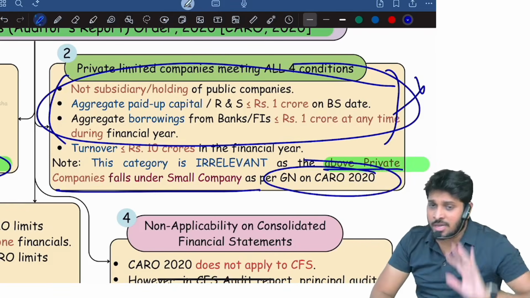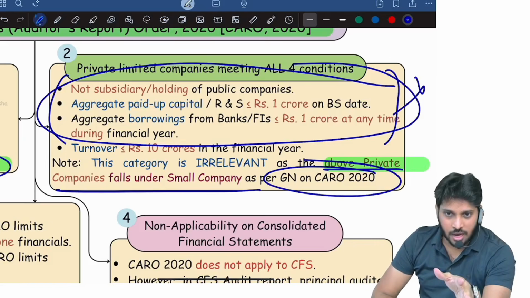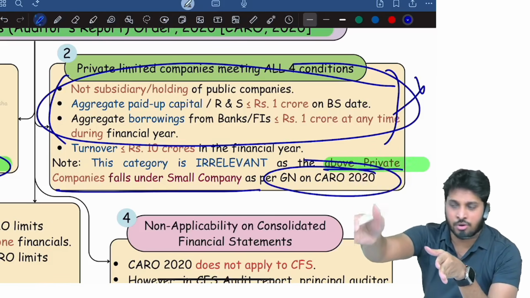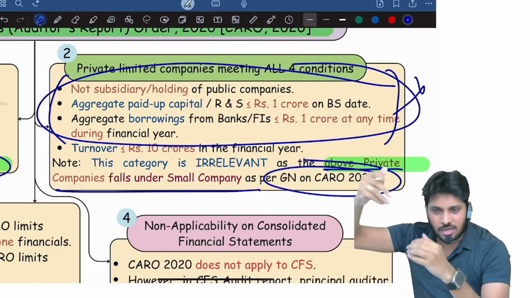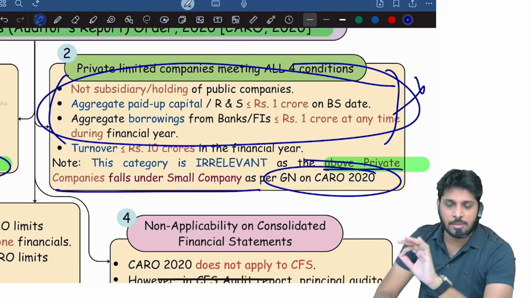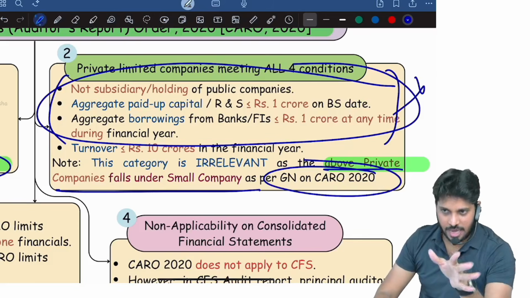What is a small company? Capital less than 4 crore, turnover less than 40 crore. That's it. It's a small company. Are you clear? So if for a private company the capital is less than 4 crore and turnover is less than 40 crore, borrowings don't matter. 1 crore, 10 crore, 20 crore doesn't matter. Understood? A subsidiary or holding doesn't matter. So if a private limited company comes under the small company definition, naturally it is exempted from CARO.